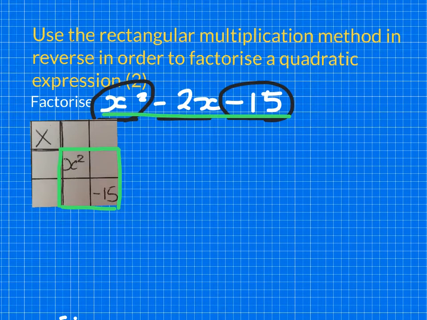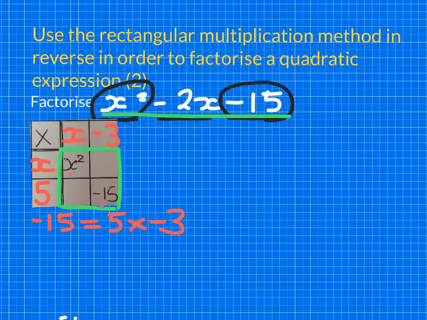We already know to make x squared here, we would have to have an x multiplied by an x. And to make the constant here of negative 15, we have a couple of options, and this is where we need to start working things out. To make a negative number, we need to have a positive times a negative. For example, we could say that negative 15 is made up by positive 5 times negative 3. Let's try that. Positive 5 and negative 3.